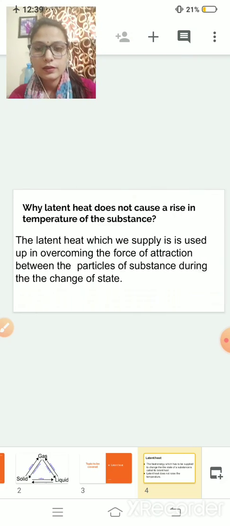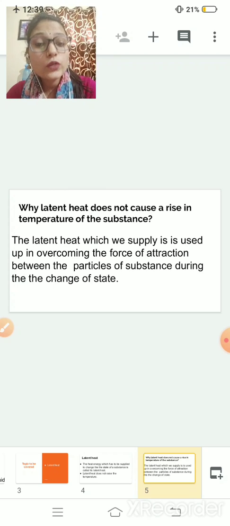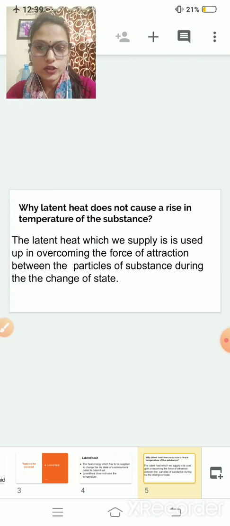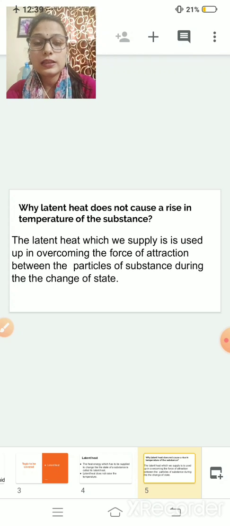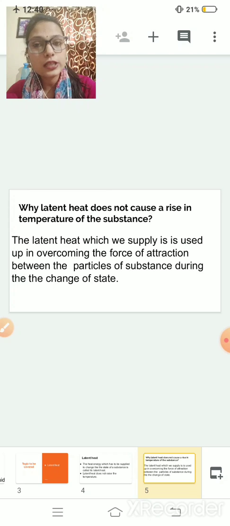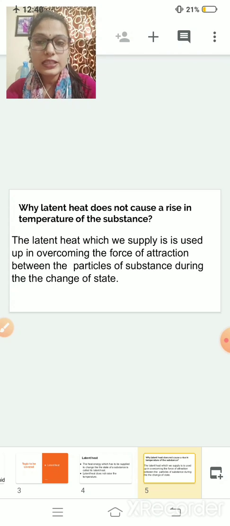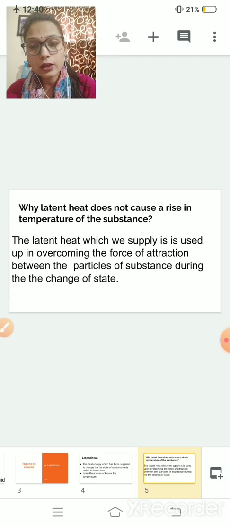Clear? Now, why does latent heat not cause a rise in temperature of the substance? I told you that the latent heat which we supply is used up in overcoming the force of attraction between the particles of the substance during the change of state. So, latent heat is a hidden heat which is required to change the state of matter.